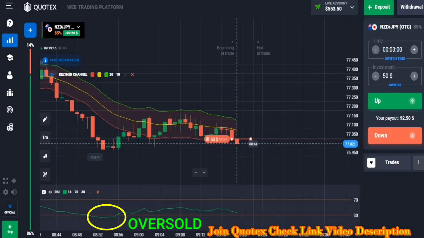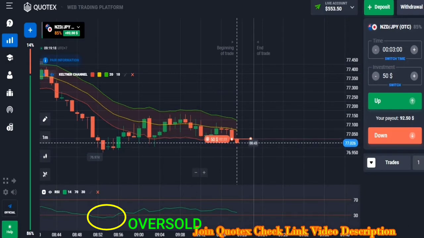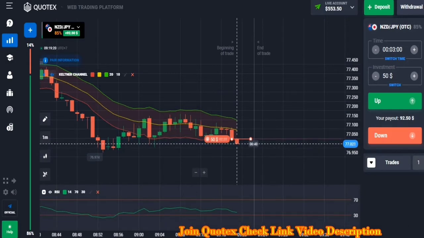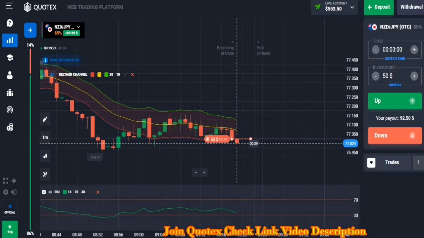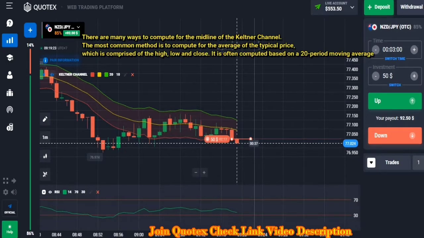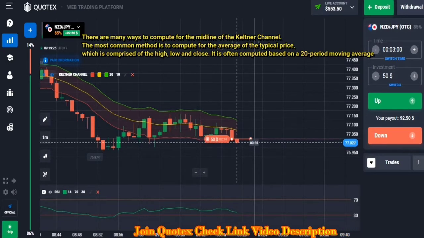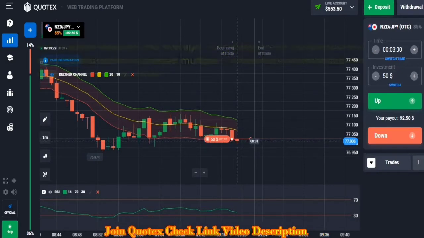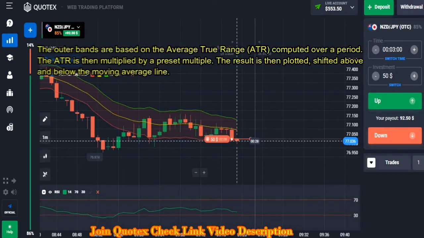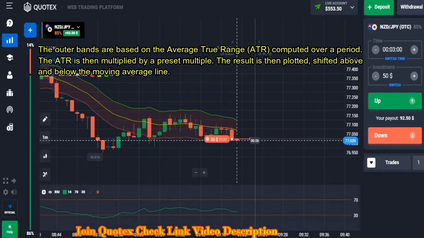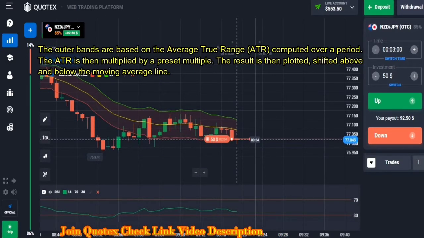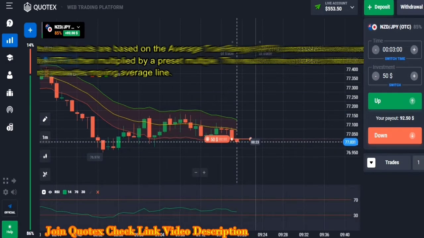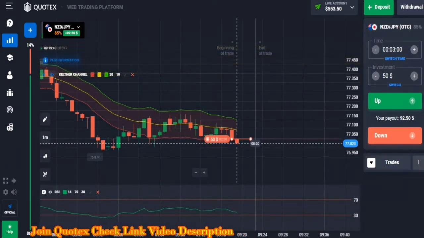There are many ways to compute the midline of the Keltner channel. The most common method is to compute the average of the typical price, which is comprised of the high, low and close. It is often computed based on a 20-period moving average. The outer bands are based on the average true range, ATR, computed over a period. The ATR is then multiplied by a preset multiple. The result is then plotted, shifted above and below the moving average line.